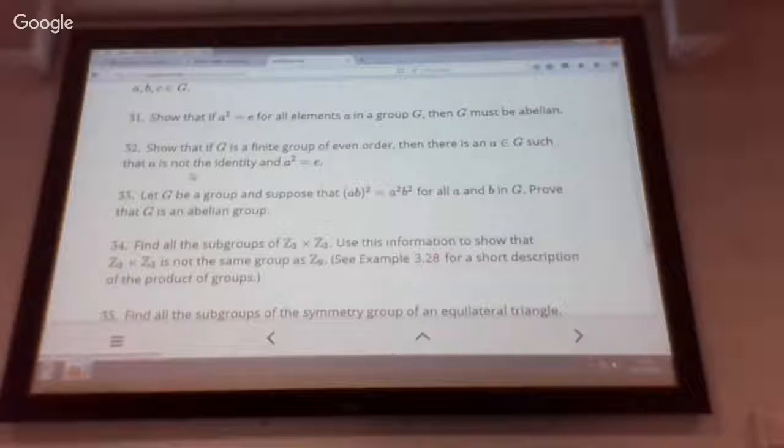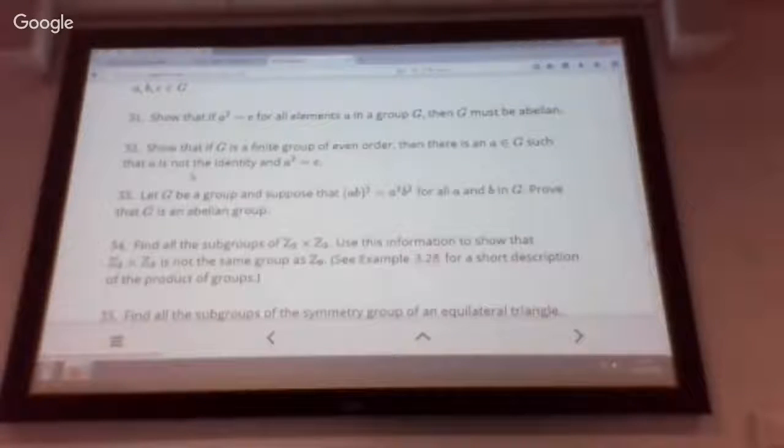Let's read the result. It says that G is a finite group of even order. Okay, so it's not completely general. We're only talking about finite groups and only ones with an even number of elements. The even numbers are 0, 2, and so on, but we can't count 0 elements, because every group has to have an identity, so you can't have an empty group. So this is a group with either 2 elements, 4 elements, 6 elements, 8 elements, any even number of elements.